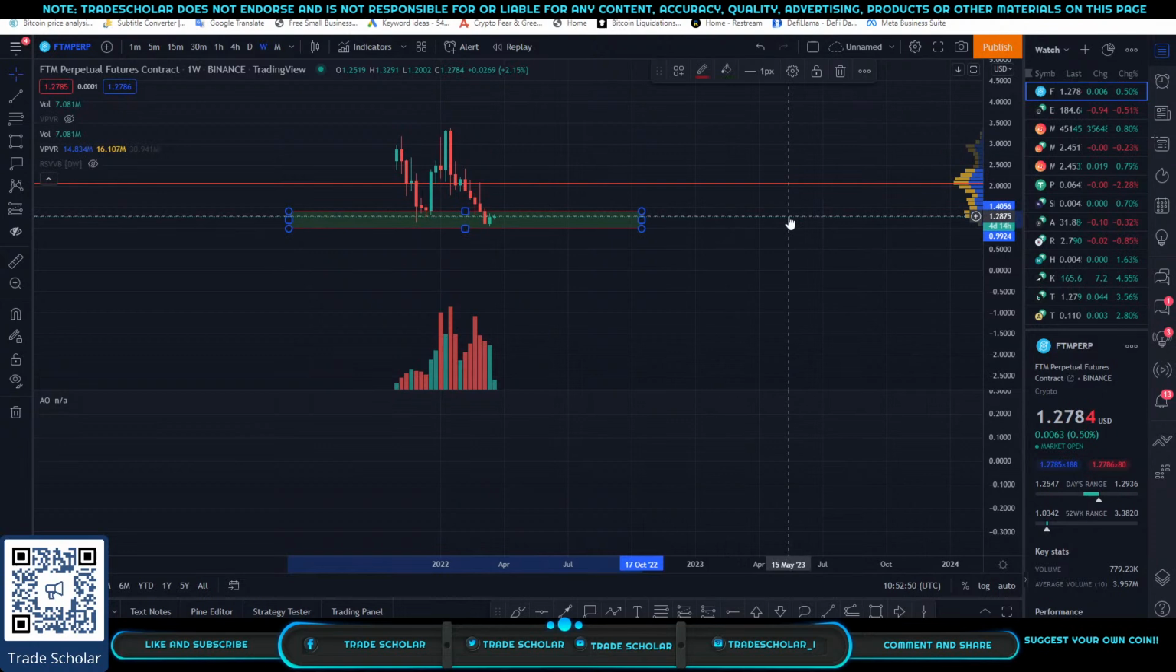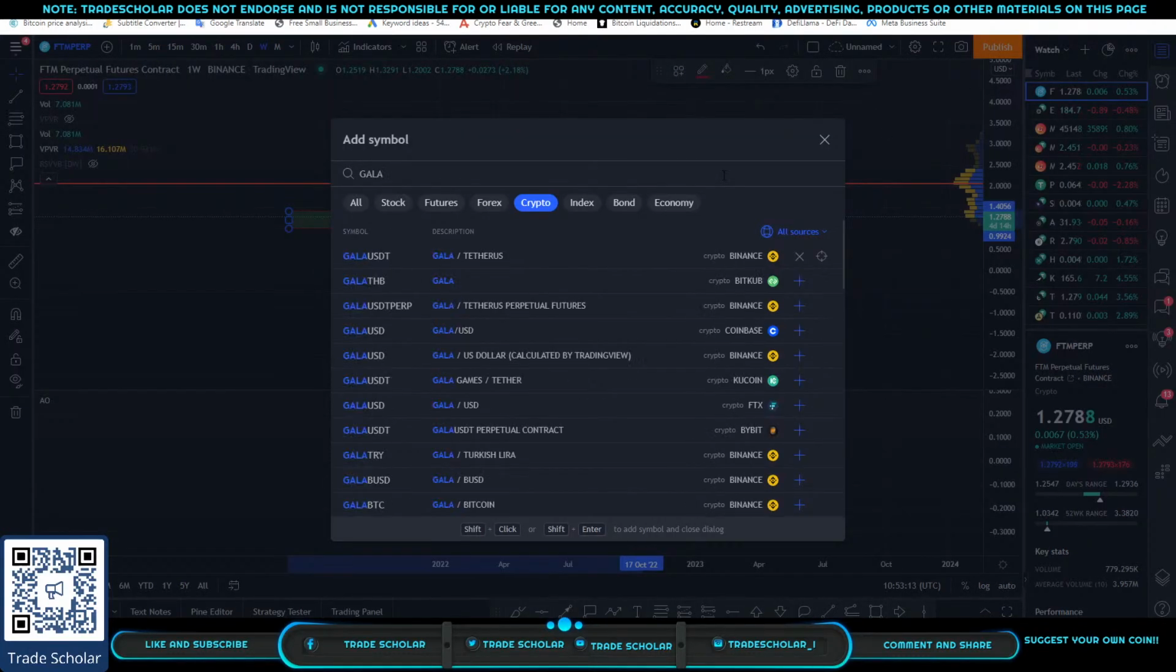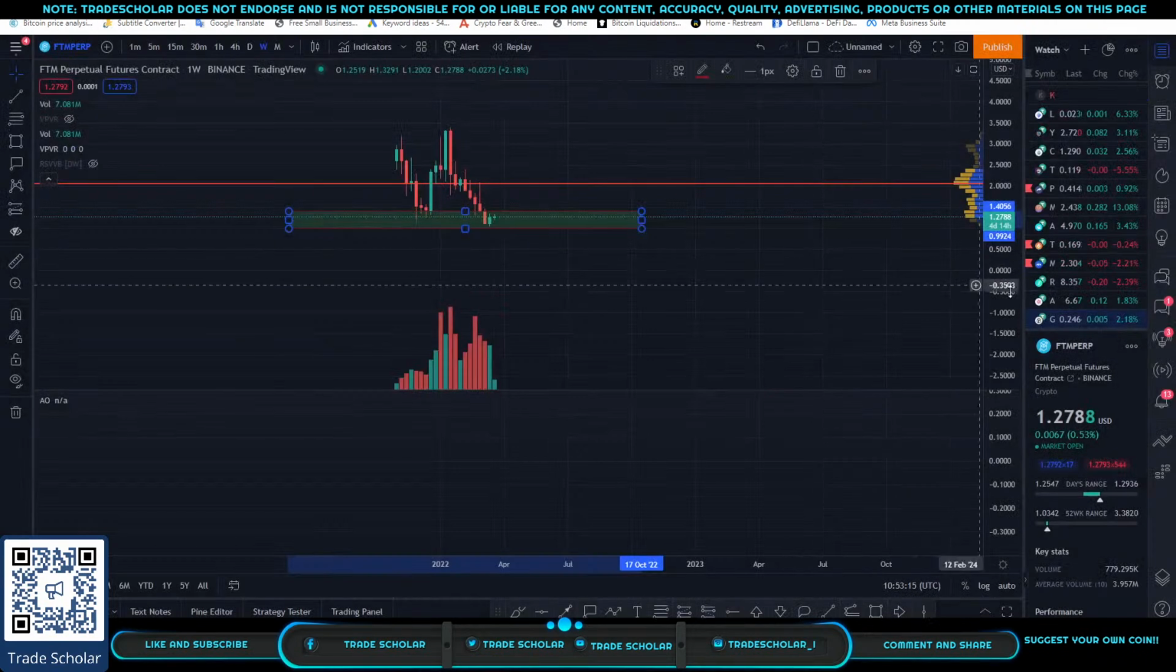From FTM, what else do we have? Hey, what else? Anything interesting? Gala. Okay, let's check Gala. This is the last point. Gala is a gaming coin.